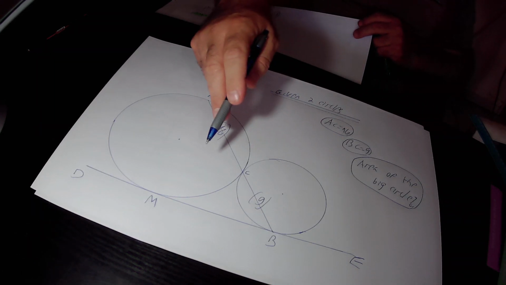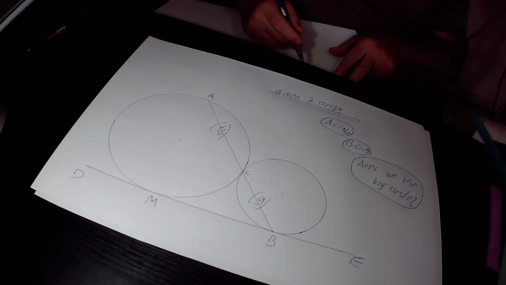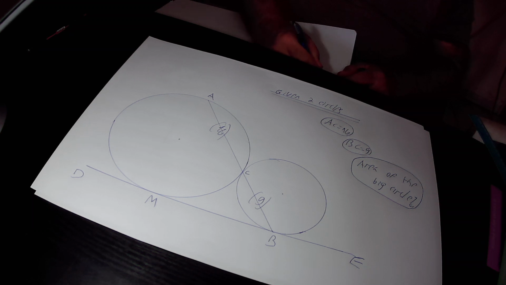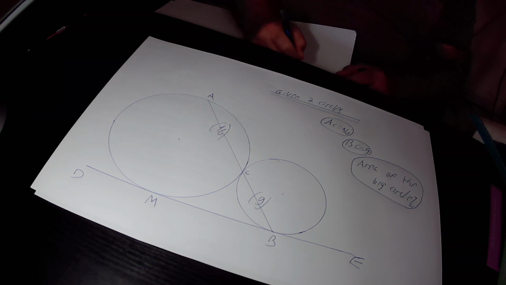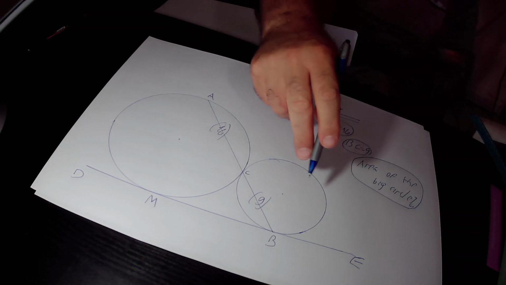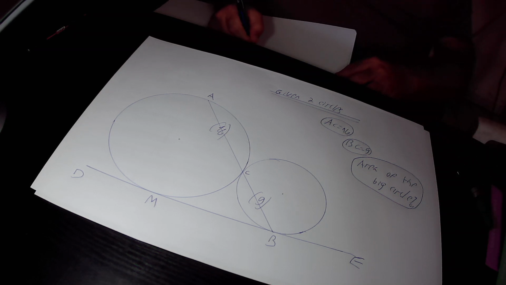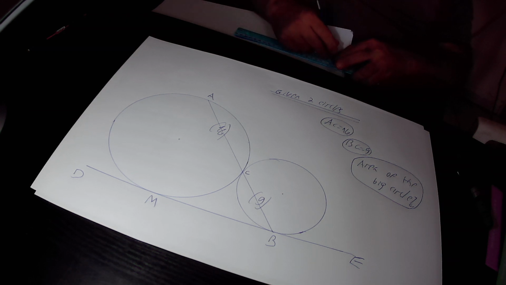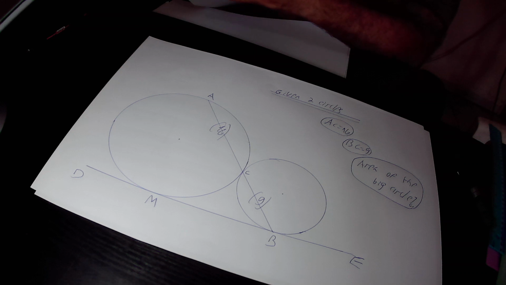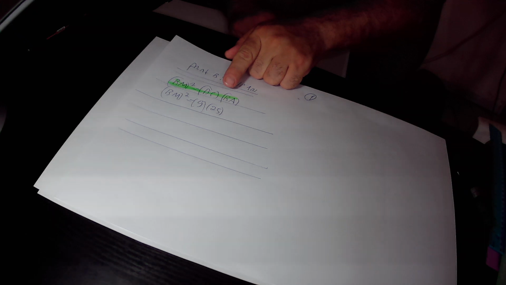BM is the missing tangent, so we leave it as it is, so BM square equals BC. BC is 9 times BA. In total, BA equals 9 plus 16, that is 25. So I can find out that according to rule 10, BM square equals 9 times 25.